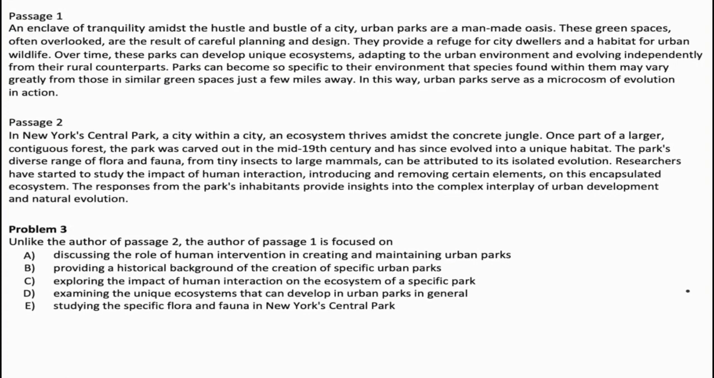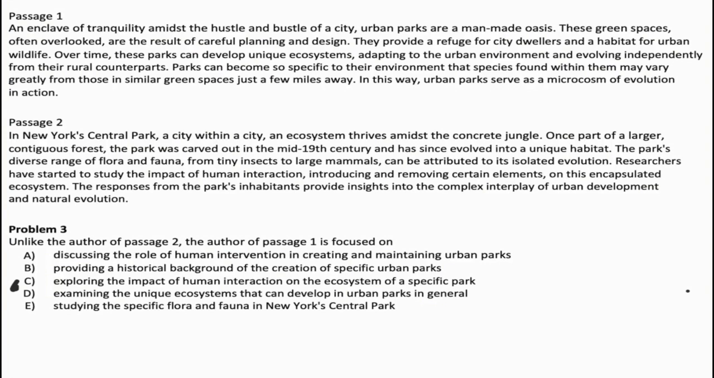D, examining the unique ecosystems that can develop in urban parks in general. Yes, what's that line? It says, parks can become so specific to their environment that species found within them may vary greatly from those in similar green spaces just a few miles away. In this way, urban parks serve as a microcosm of evolution in action. So yeah, while 2 gives us an example of that in Central Park, 1 is just sort of setting up the fact that that can happen. So I think that's pretty good.